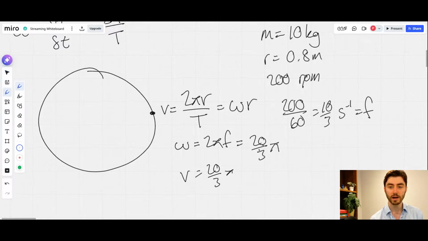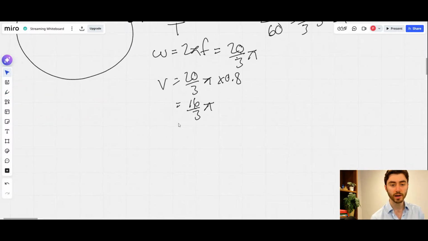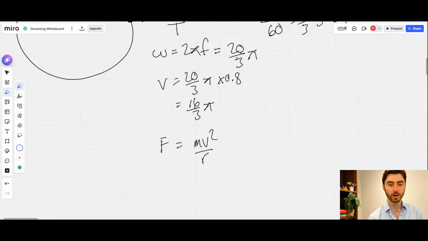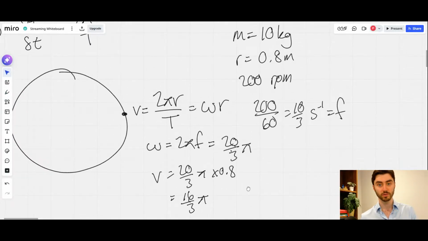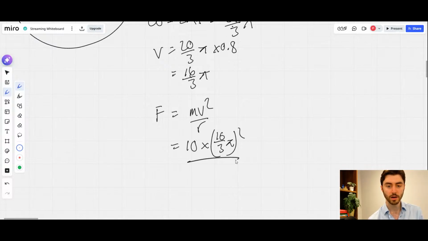So 20 over 3 pi times 0.8, which is 16 over 3 pi meters per second. And we could work out the centripetal force required and say that F equals mv squared over r, which we can put in the numbers and get a nice value for that centripetal force required. So it's 10 times that thing squared all over a radius of 0.8.